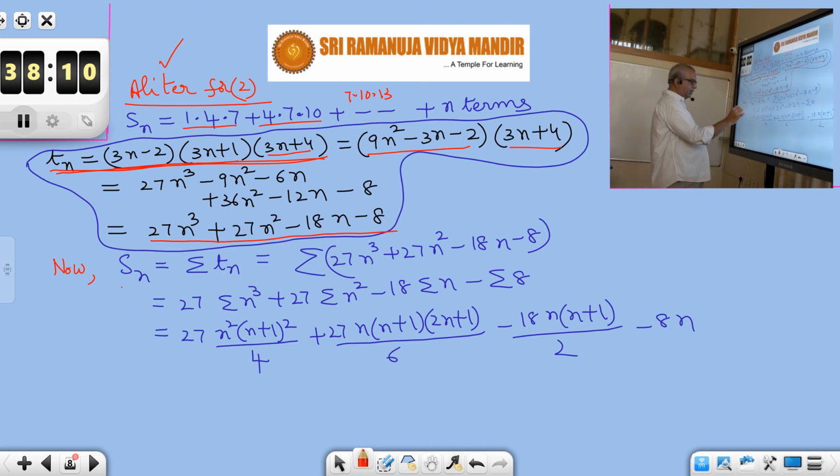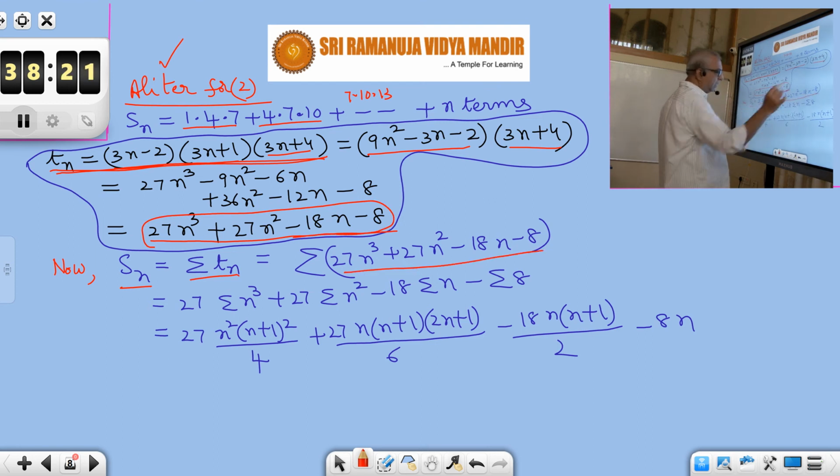So now I use the formula, very important formula, Sn is equal to sigma Tn. Sigma Tn means what? This one, 27n cube, etc. So I have written here. Okay. Now you know the sigma symbol has got distributive property. So using the distributive property, I will get sigma 27n cube. In that 27 can be taken out. Plus sigma 27n square, in that constant 27 can be taken out. Minus 18 can be taken out, and sigma n here, minus sigma 8.